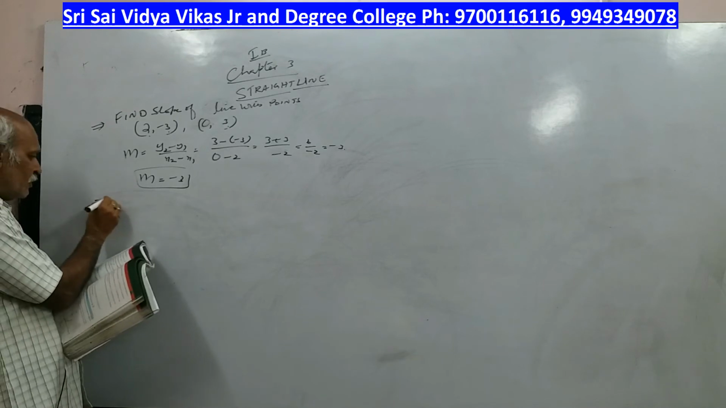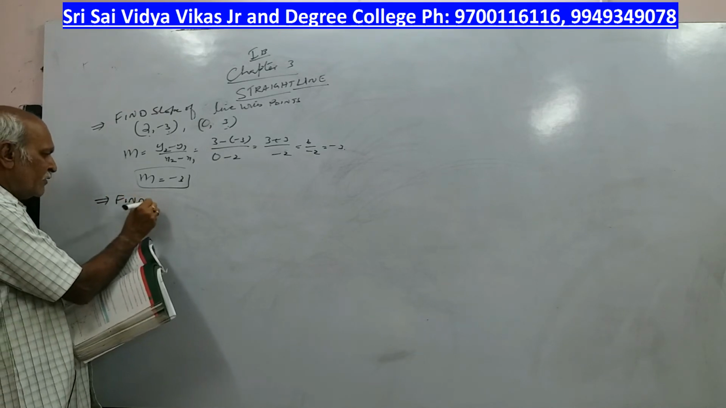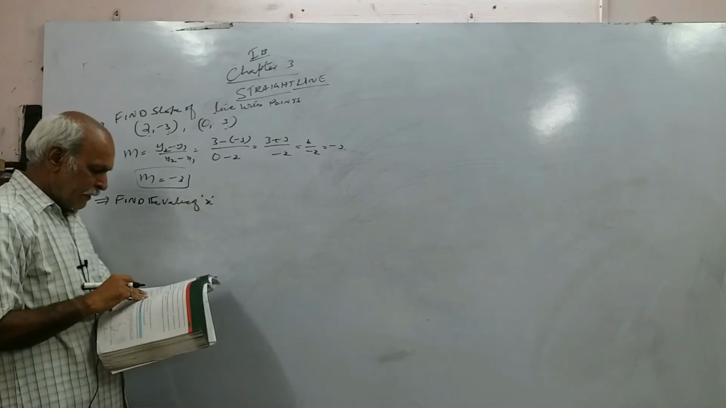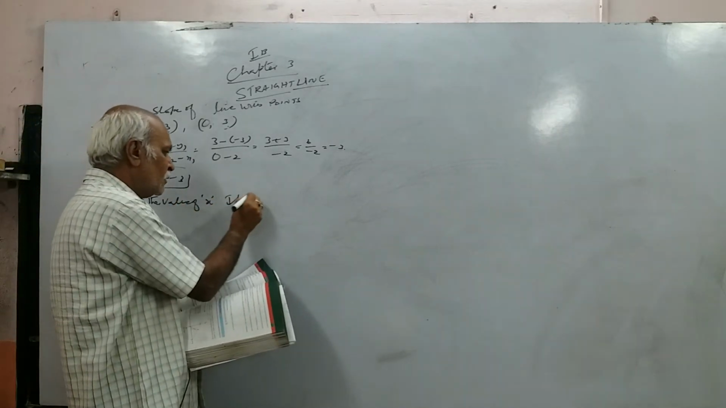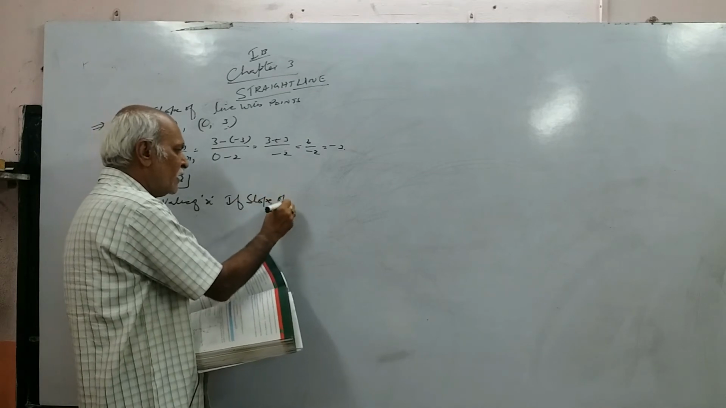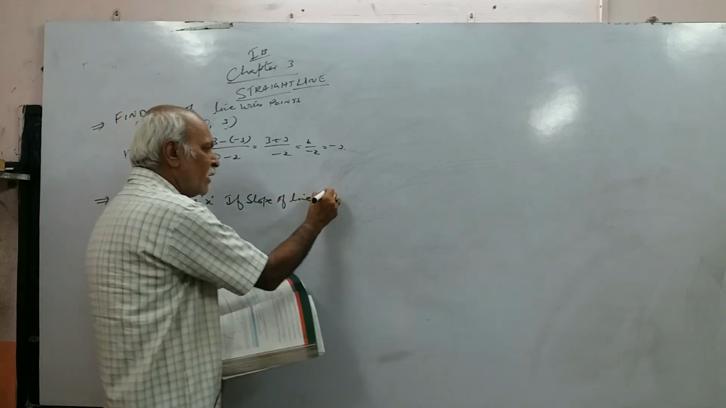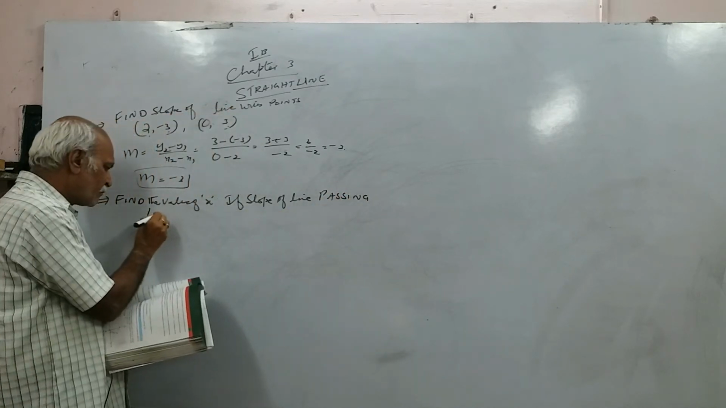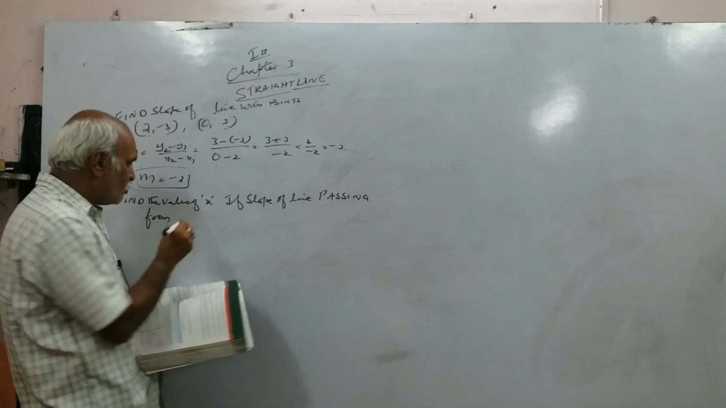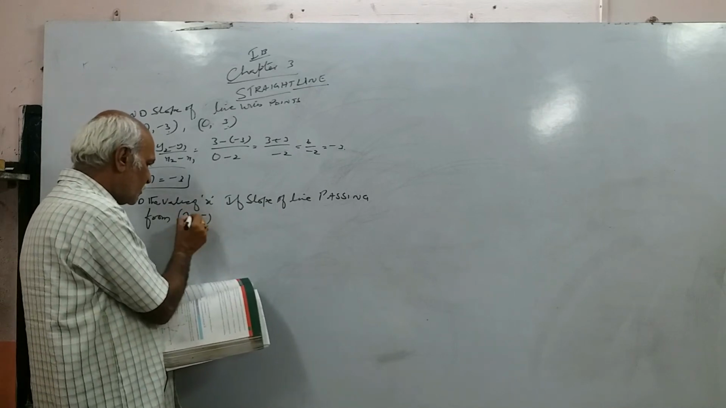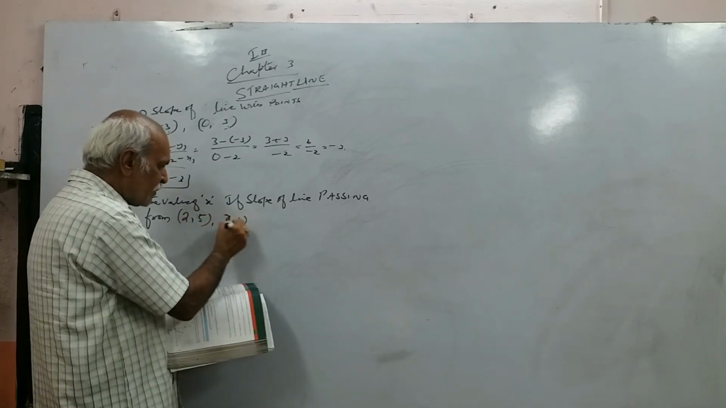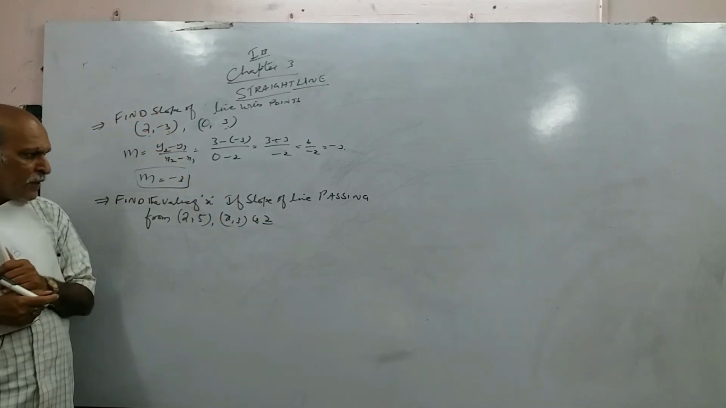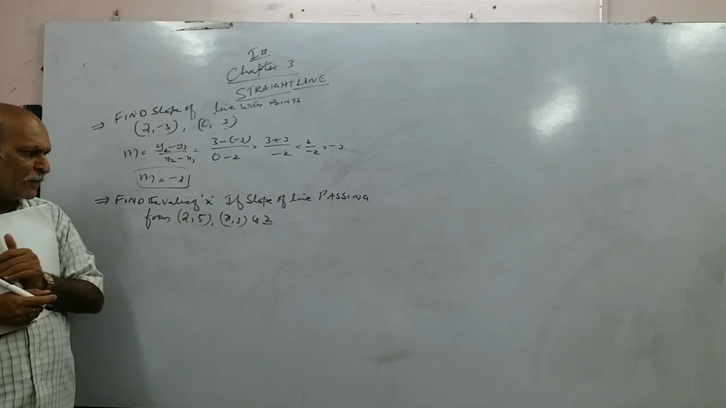Find the value of x if the slope of the line passing through 2 comma 5 and x comma 3 is 2. Now he has asked to find the value of x if the slope of the line passing through 2 comma 5 and x comma 3 is 2.